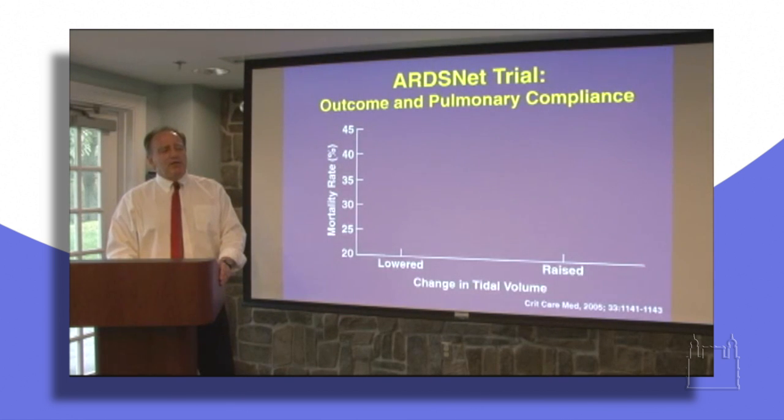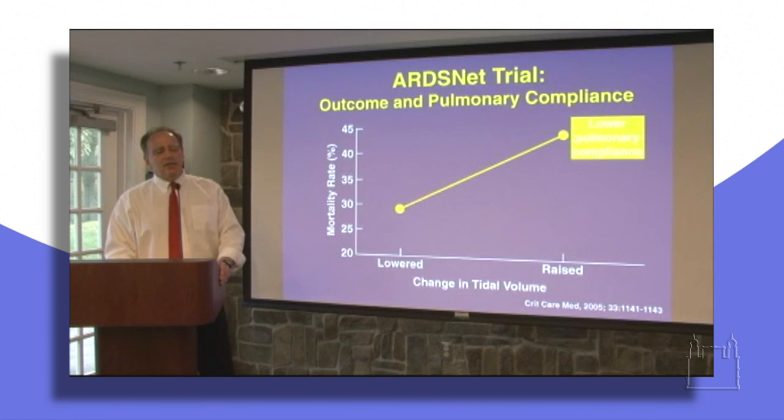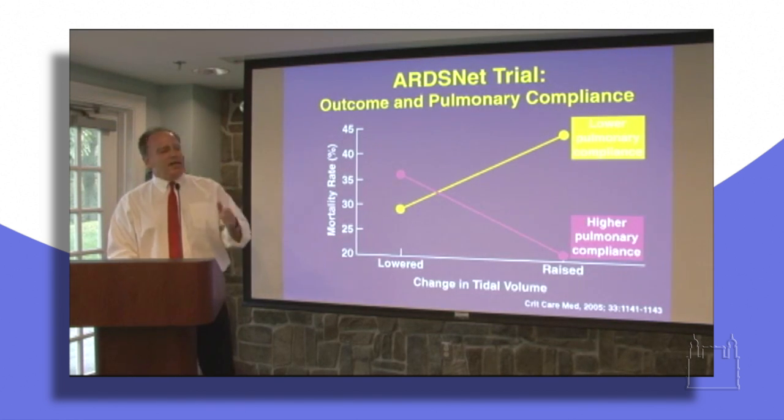So now let's look at the overall outcome based on whether your tidal volume was lowered or raised. In the lower pulmonary compliance group, if you were lowered, which was more what usual care was, your mortality was 25 to 30%. But if you were raised, which was opposite to routine care, your mortality was 40 to 45%. In the high compliance arm, it was the opposite. The high compliance arm, which usually has less sick lungs, had a low mortality, but if you lowered their tidal volume to 6 mLs per kilo, you markedly increased their mortality.